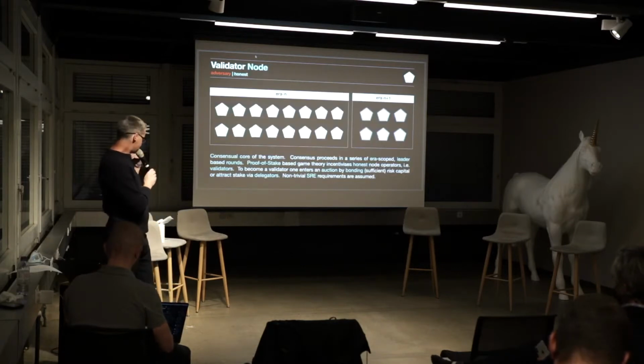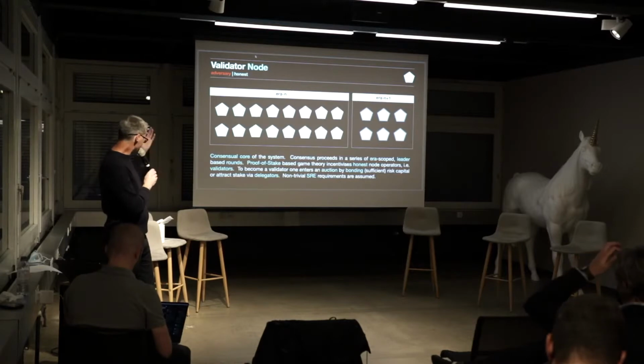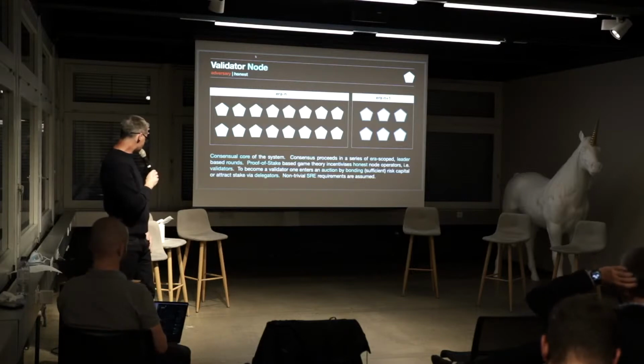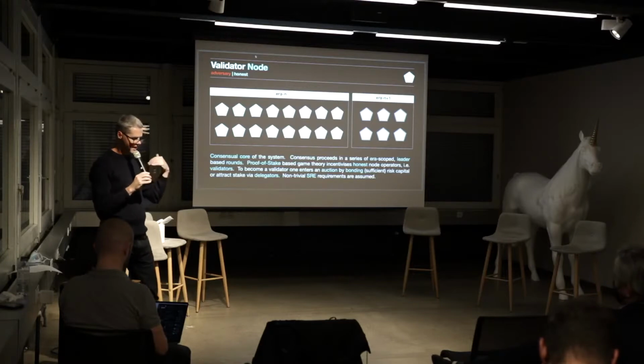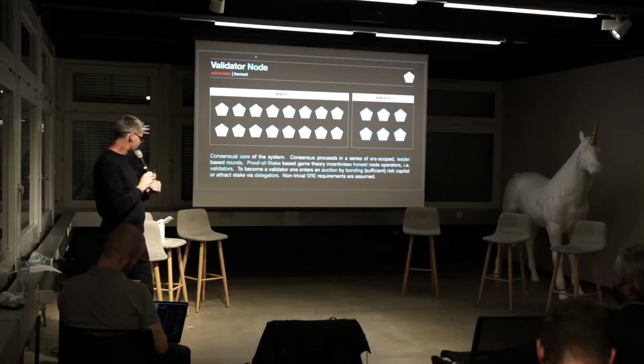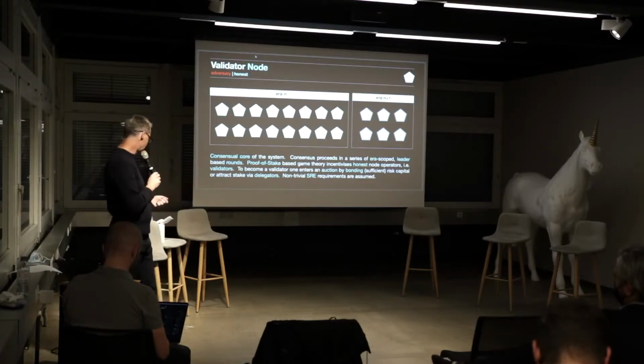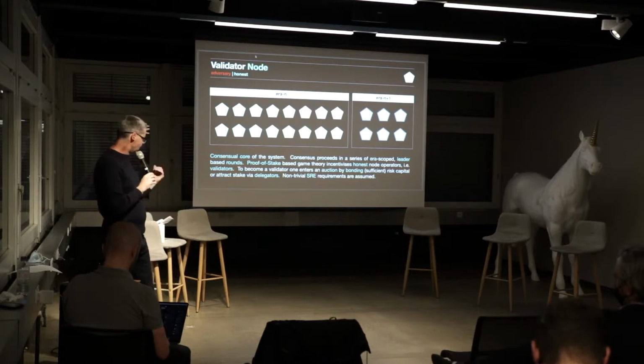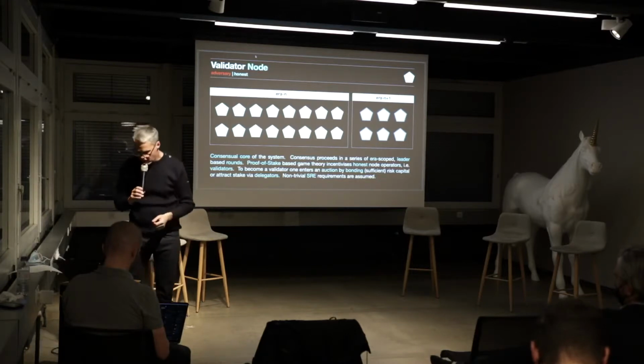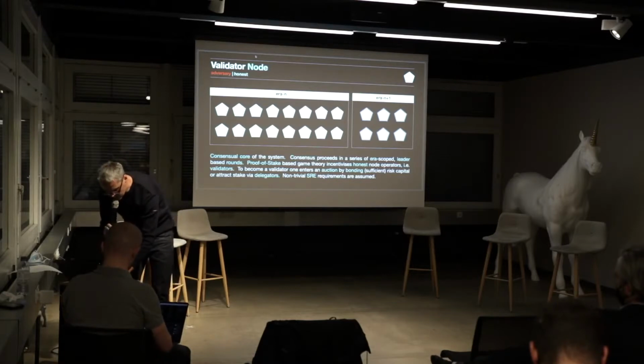And then we have our set of validator nodes. We assume there are adversaries amongst the validators. But this is the consensual core of the system. And consensus in this setting proceeds in a series of era-scoped leader-based rounds. And proof-of-stake-based game theory incentivizes honest node operators. To become a validator, one must submit risk capital. So it's classic proof-of-stake. And obviously, in this setting, non-trivial SRE requirements are assumed. So that's an overview of the network from a few different perspectives.